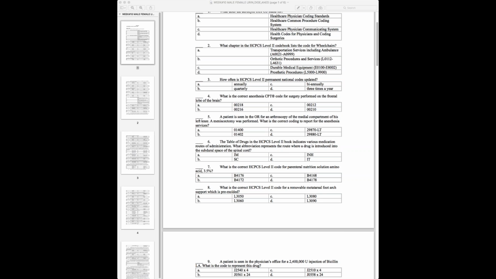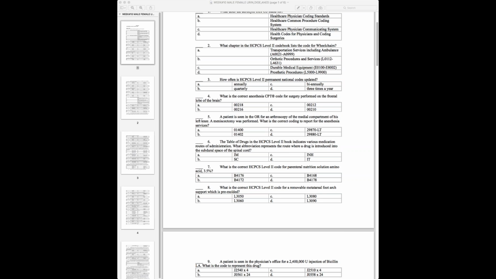780 in your CPT, you will notice that it has anesthesia. So all of the procedures for anesthesia are also located in the back of the book. But you would need to know what you're pulling out and what you're looking for, right? So for number 4, it's talking about frontal lobe of the brain. So basically what you're going to do when you're in the back of the CPT and you're looking at anesthesia on page 780, we're talking about anesthesia performed on the frontal lobe of the brain.